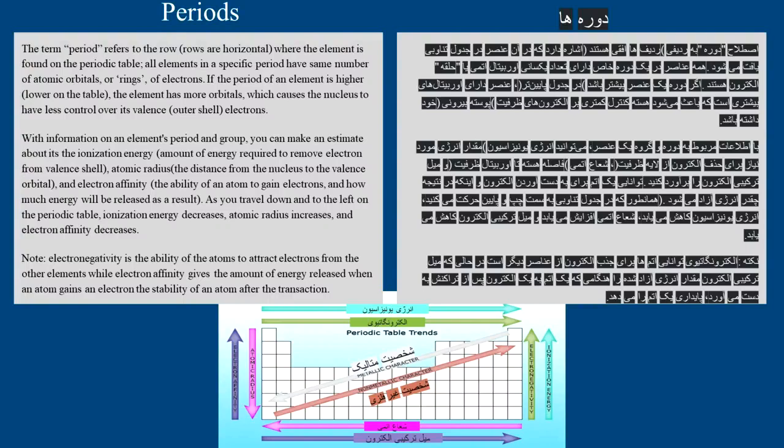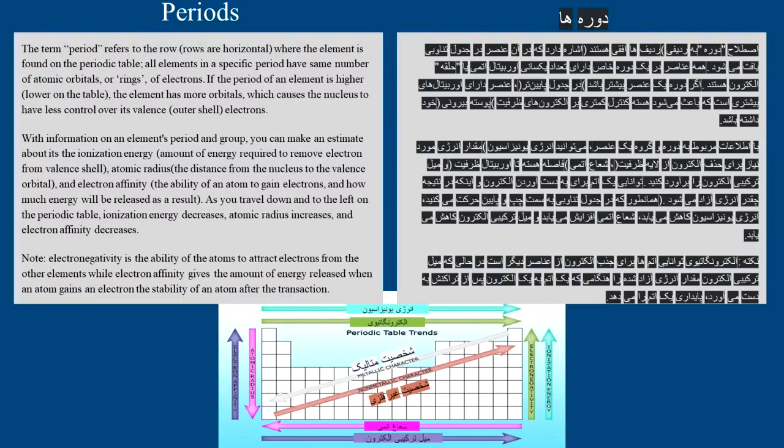As you travel down and to the left on the periodic table, the ionization energy decreases, the atomic radius increases, and the electron affinity decreases. I have some arrows on this table, and you can look at the direction of everything. It's a pretty good note, just for general rules.